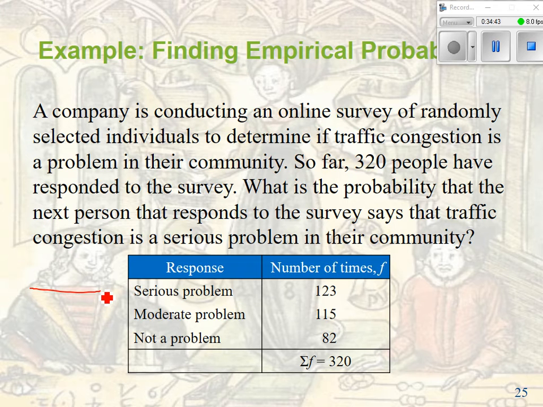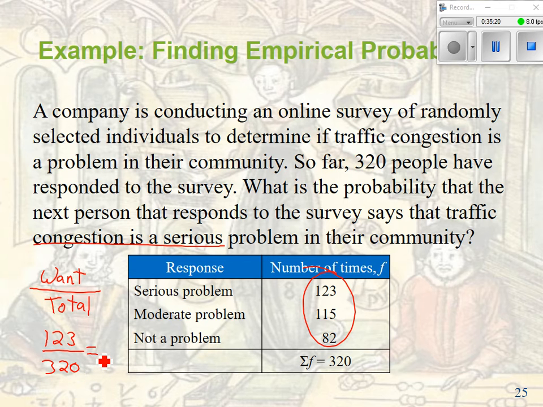Again, it's going to be what we want over the total. Well, what are they asking that we want? What's the probability that the next person who responds says that it's a serious problem? So how many people have said it's a serious problem? 123. Out of, they gave it to you here. What would we have to do with this if they didn't give us this bottom number? Add them all up to find that.